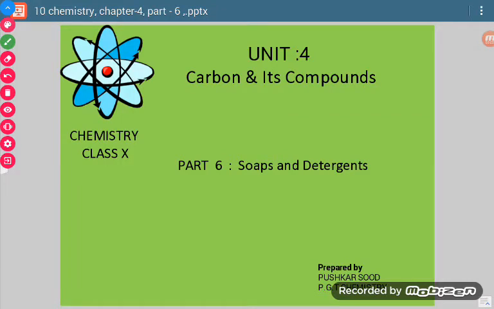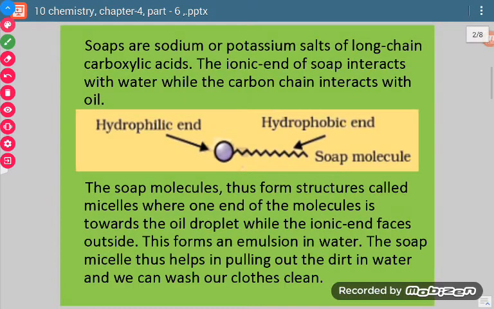Good morning, students. So today we are going to discuss soaps and detergents. This is our last topic of fourth unit. In this topic we are going to discuss soap and detergent. So first of all, soaps.